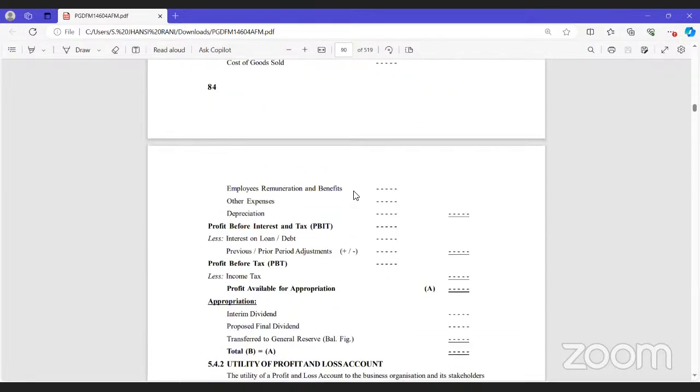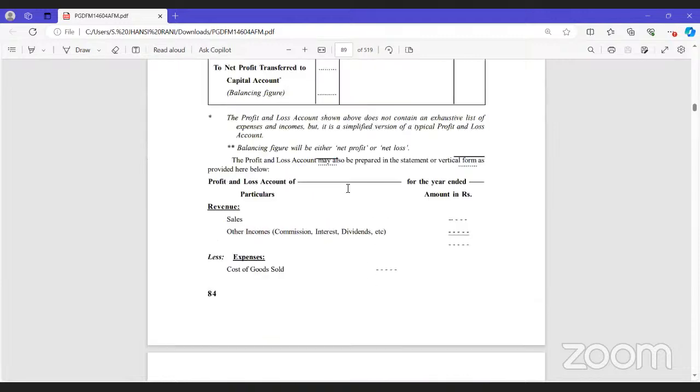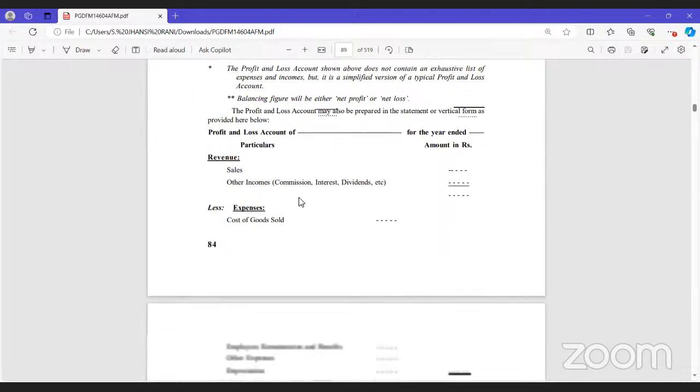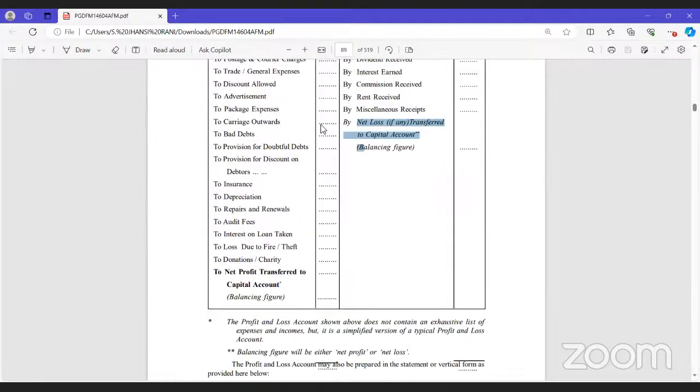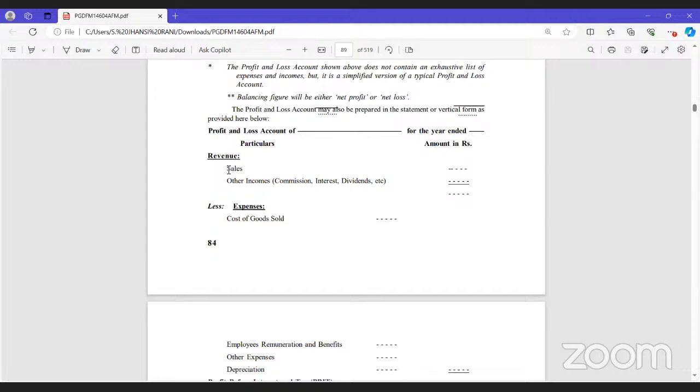And here they have given the format of the other one also. You can just look at it here. It will be prepared even in vertical form. Whenever we prepare the profit and loss account in vertical form, this is the format. This format is different and this format is different. Here we write only two heads, that is revenue, meaning income. We have only two sources of income. One is through sales, the other one is through commission or interest.